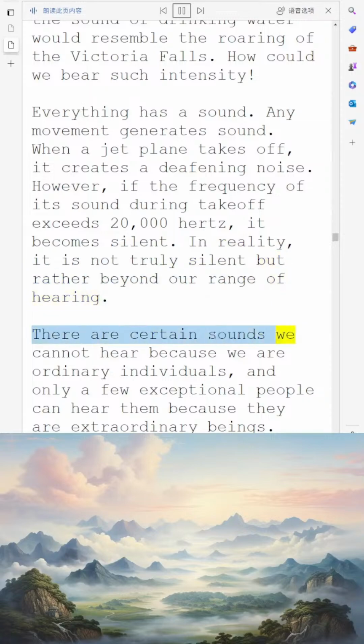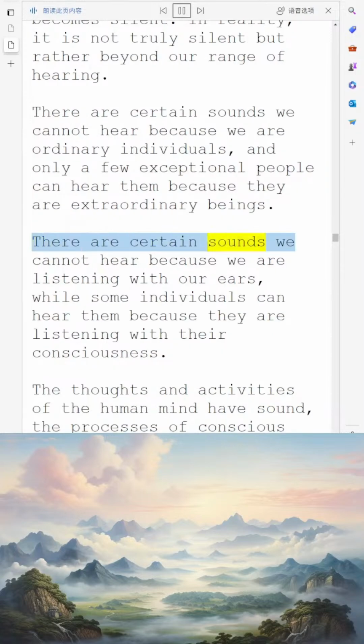There are certain sounds we cannot hear because we are ordinary individuals, and only a few exceptional people can hear them because they are extraordinary beings. There are certain sounds we cannot hear because we are listening with our ears, while some individuals can hear them because they are listening with their consciousness.